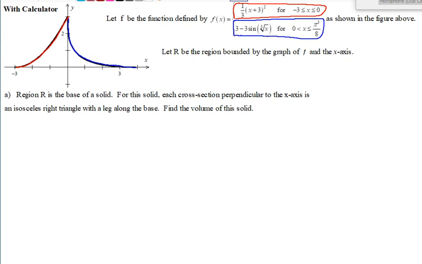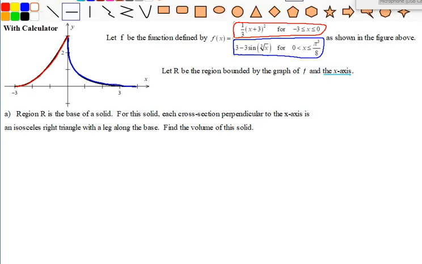So on this one it says region R is the base of a solid. Let region R be the region bounded by the graph of f. So there's the graph of f, it's two pieces, and the x-axis. So there's no region enclosed yet unless you include the x-axis there. So there's our region enclosed right in there. Okay? But we're not revolving it around anything. Instead it says region R is the base of a solid. So we have this completely flat base, this region R right here.